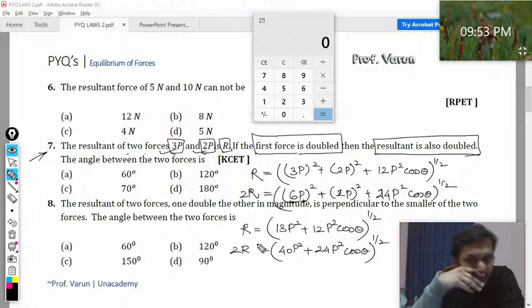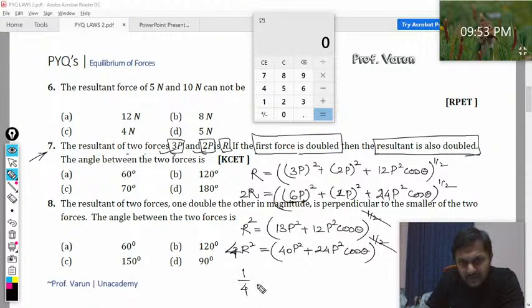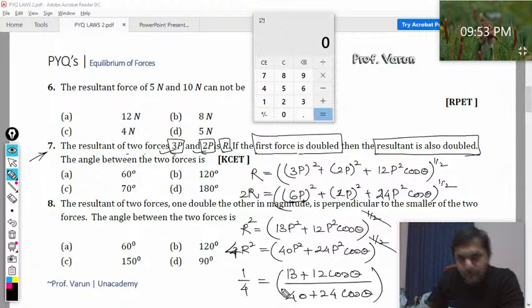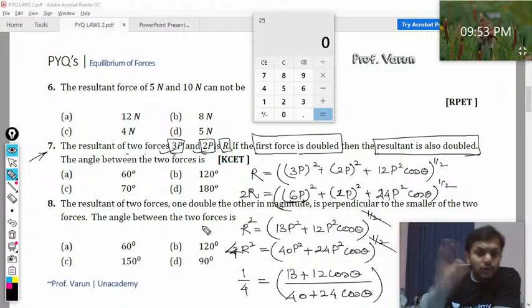So now we need to find it. So we divide it, we take it like this. 1 by 4 is equal to 13 plus 12. Oh, so this is a whooping condition. Now we need to solve it, multiply by 4 and subtract it. So my dear student, I'm just leaving it here. You can find the answer.